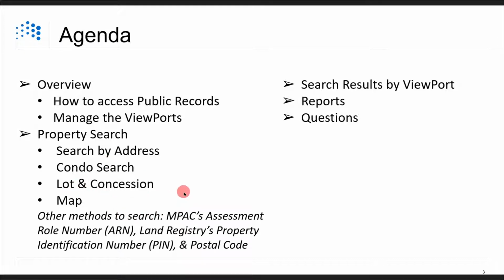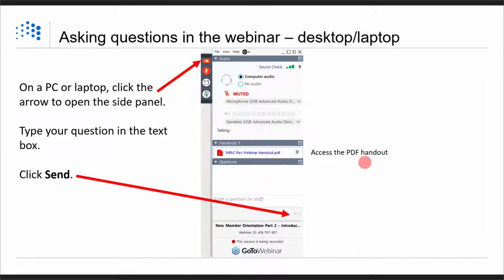And there are other ways of searching public records. MPAC's assessment roll number, or ARN, sometimes people call it an ARN. Land Registry's property identification number, or PIN. And you can also search by postal code. I don't know how many people remember postal codes just off the top of their heads, but you could do that. And then we're going to be looking at what the different viewports can do for us for these different search results that we have from our searches here. We'll also be talking about some of the reports that you can buy, and then at the end, answering your questions.